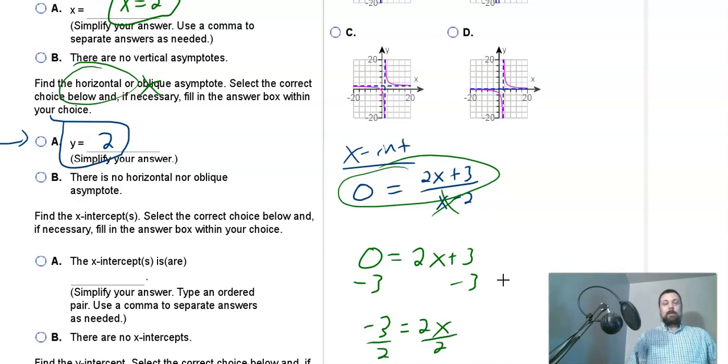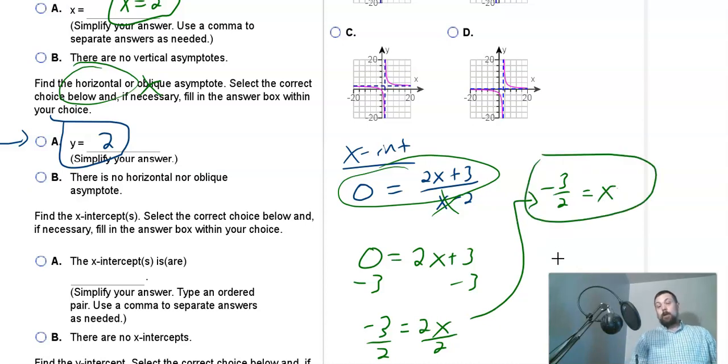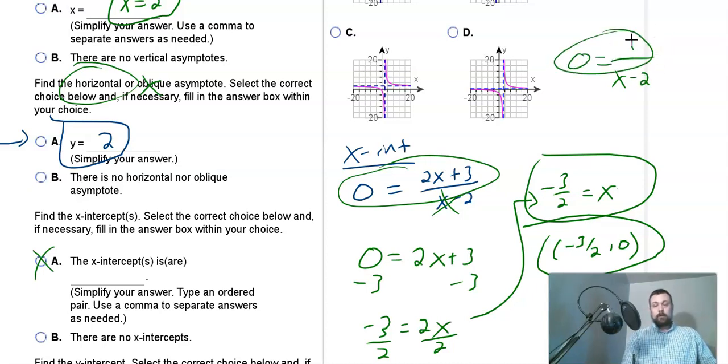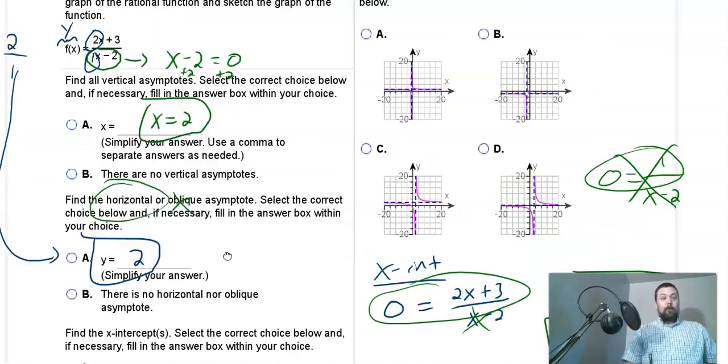Minus 3 from both sides, divide by 2, and you get that x is equal to -3/2. That's your x-intercept. It'll be (-3/2, 0). Right, and so that would be the x-intercept here. Sometimes there are no x-intercepts. So if, for example, your fraction is like 1 over (x minus 2) or something, when you set that equal to 0, there's no solution. And in that case, there would be no x-intercepts at all.